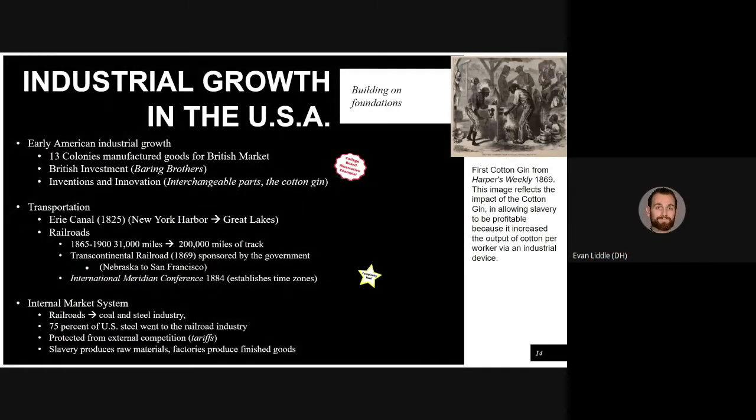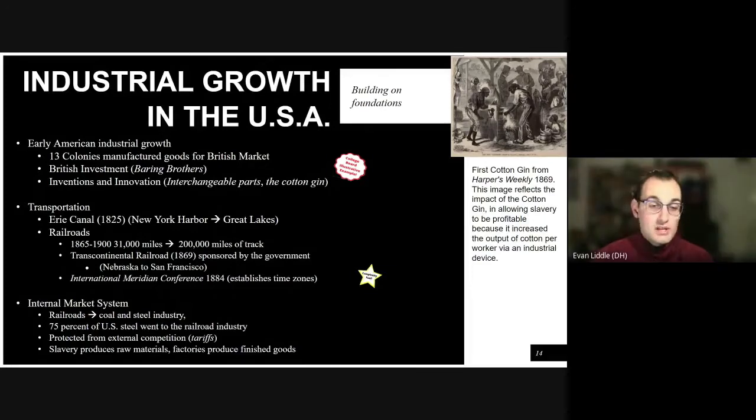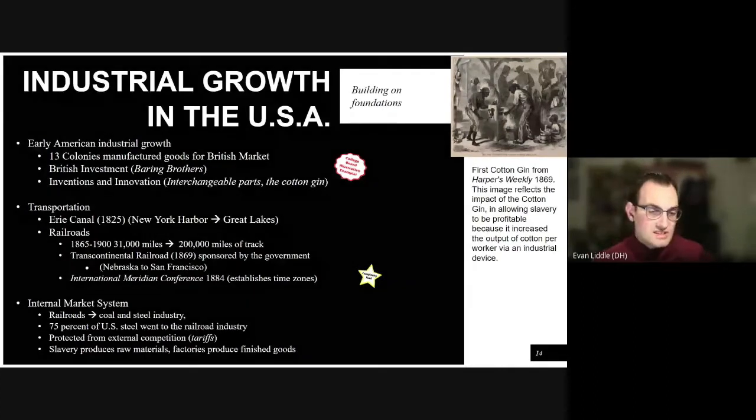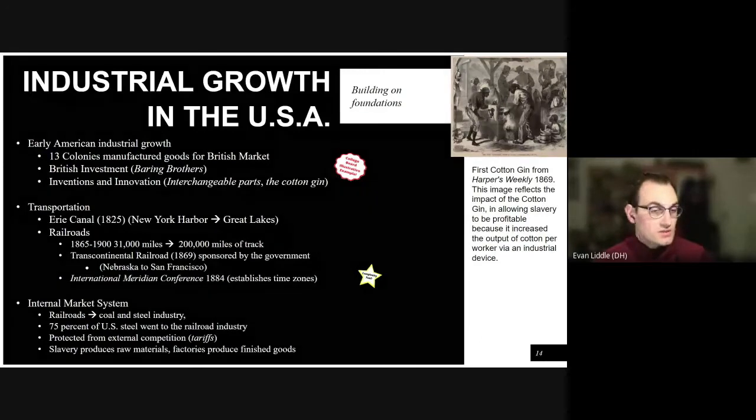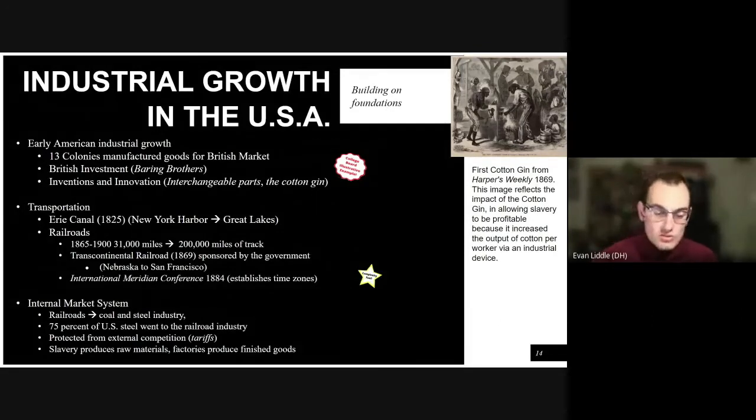In terms of railroads, the United States got a bit of a later start, but expanded much further and much faster than most other European countries. So for example, within 40 years, the United States had gone from 31,000 miles of track to 200,000 miles of track. And just like Canada that I mentioned last time, the United States built a Transcontinental Railroad, which was sponsored by the government, which basically linked the west coast of the United States, what is now California, to the Midwest, what we would now call Nebraska.